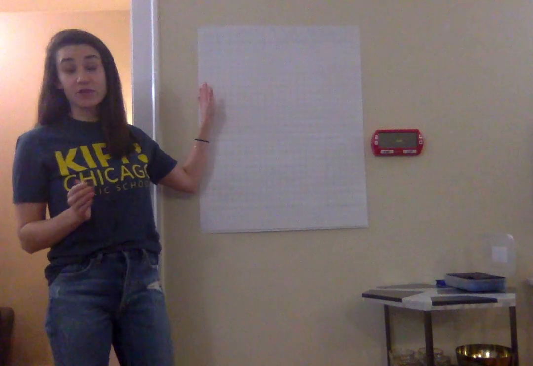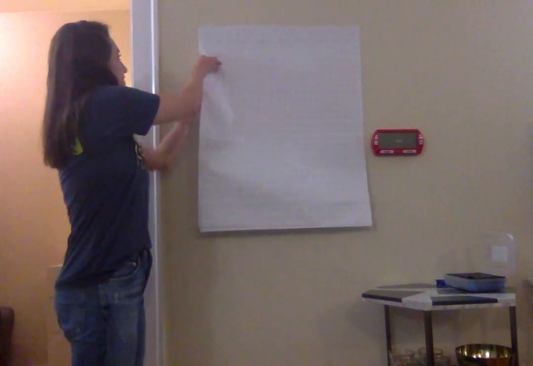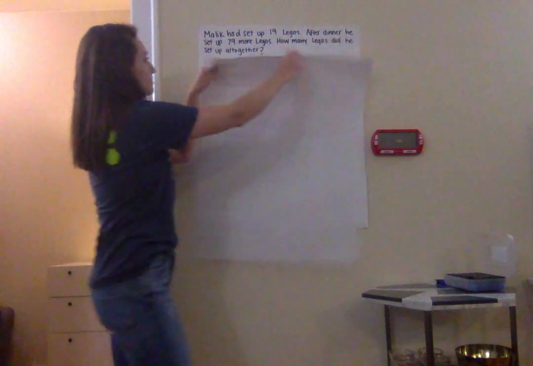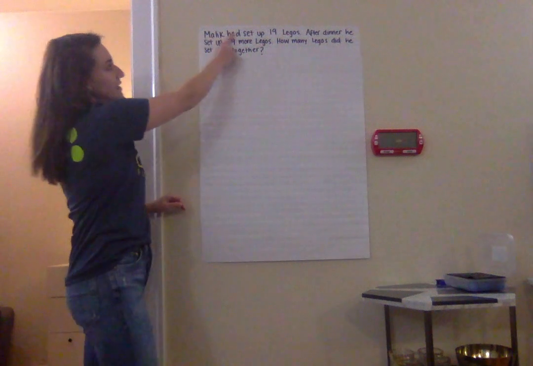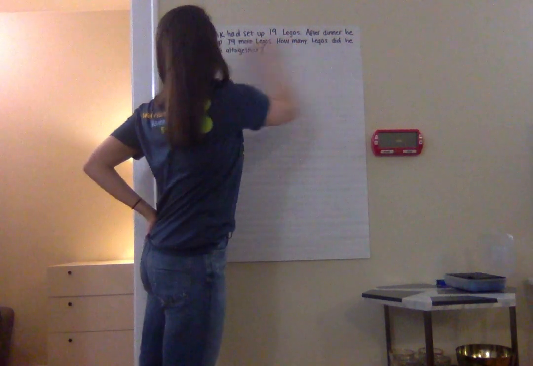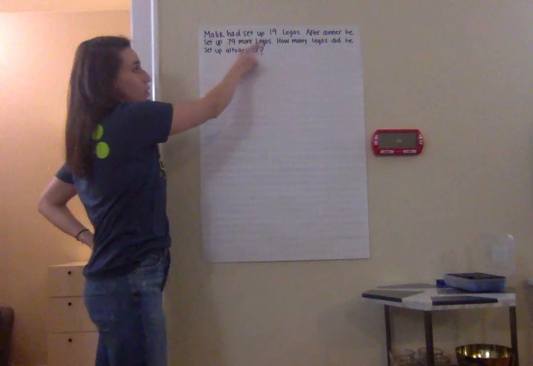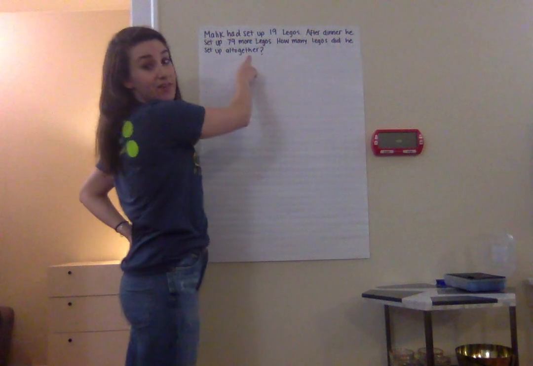Let's look at it and actually read the problem. We're going to read it 2 times, and then you're going to see if you can tell it back to me. Malik had set up 19 Legos. After dinner, he set up 79 more Legos. How many Legos did he set up all together?